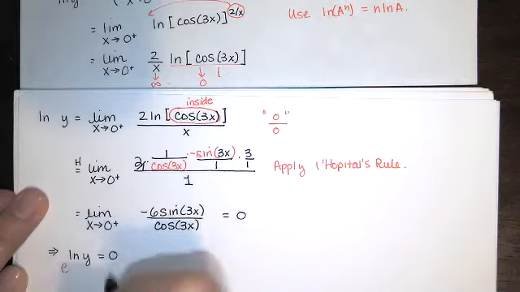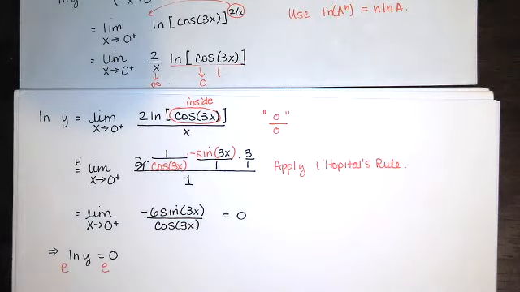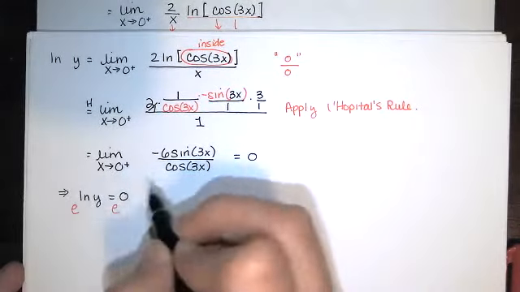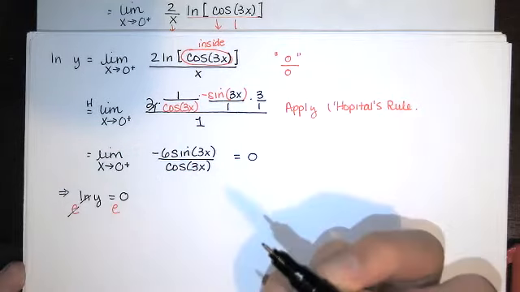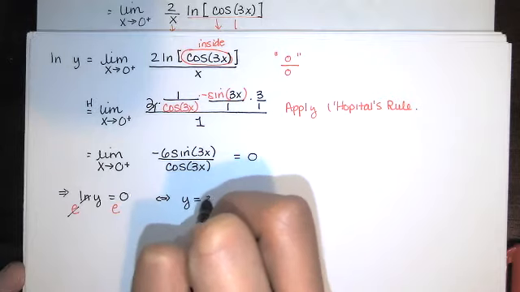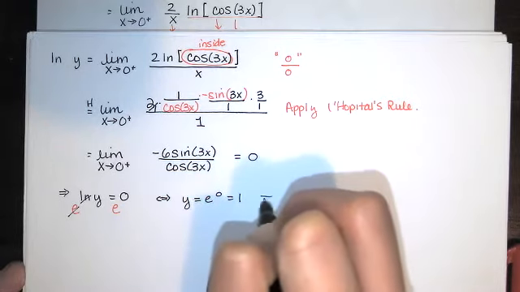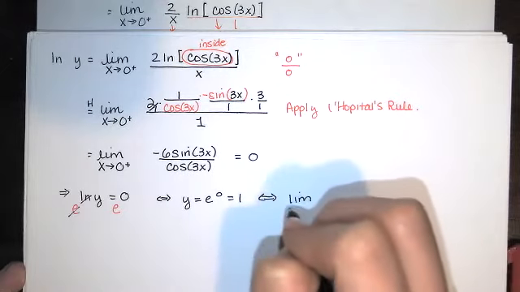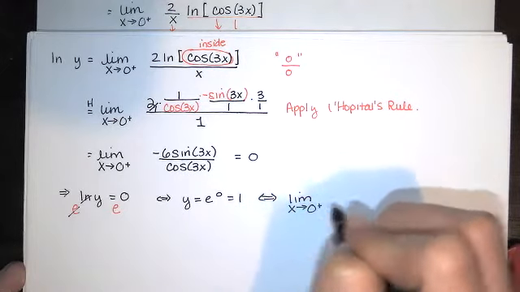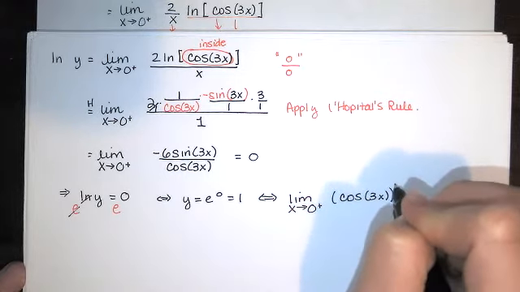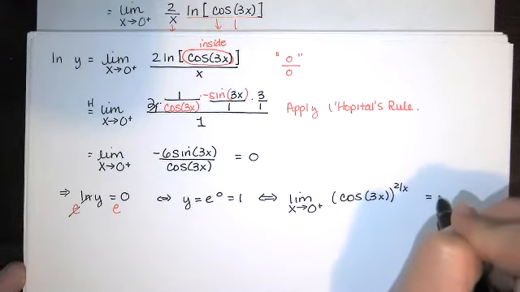Now it's just coincidence that the limit happened to be 0 in this example and the last example. The e and the log undo each other, and we get y is equal to e to the 0, which is 1. Or in other words, we've just proven that the limit as x approaches 0 from the right of cosine of 3x raised to the 2 over x is 1.